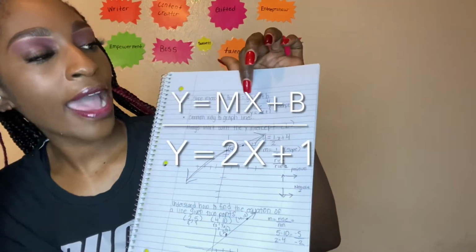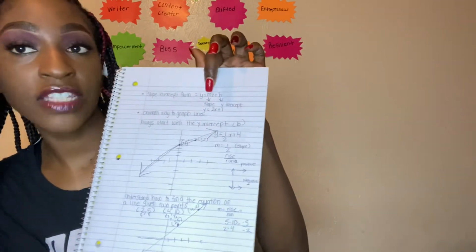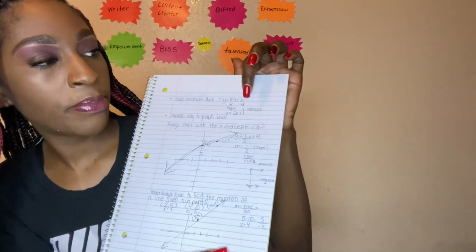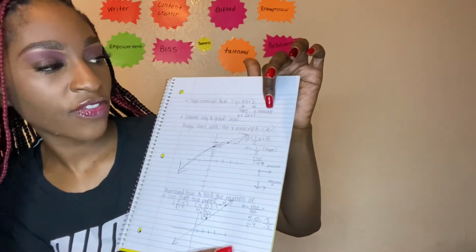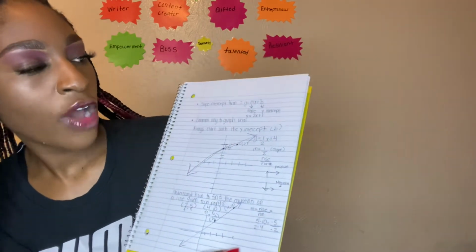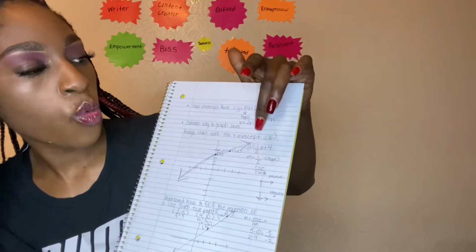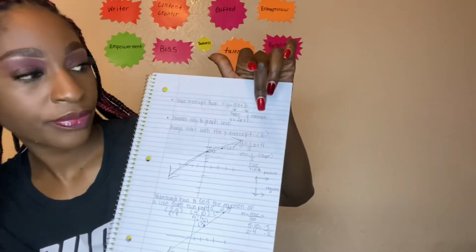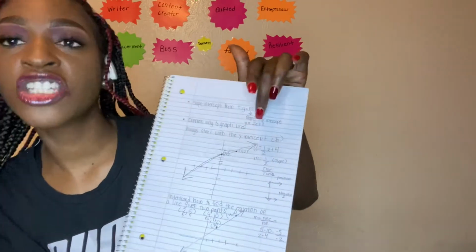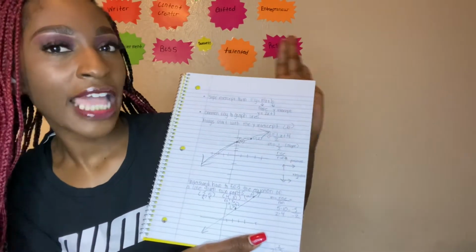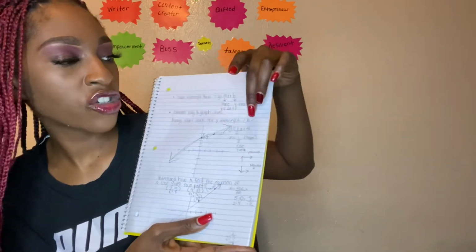Slope-intercept form, y equals mx plus b. So the m stands for slope, and then the b stands for the y-intercept. So for example, you have y equals 2x plus 1. So 1 would be the y-intercept, and then 2x will be the slope. And the x is just an independent variable. That's all that is. Okay, so always start with the y-intercept b.